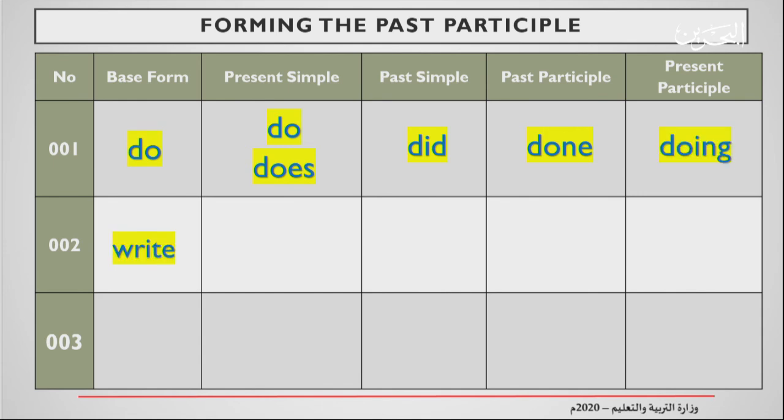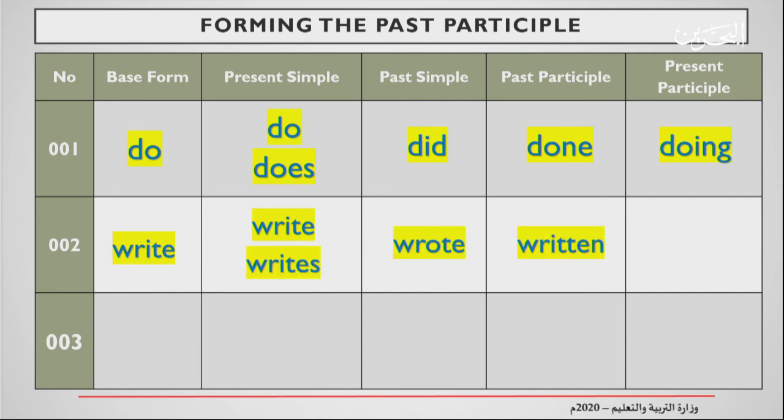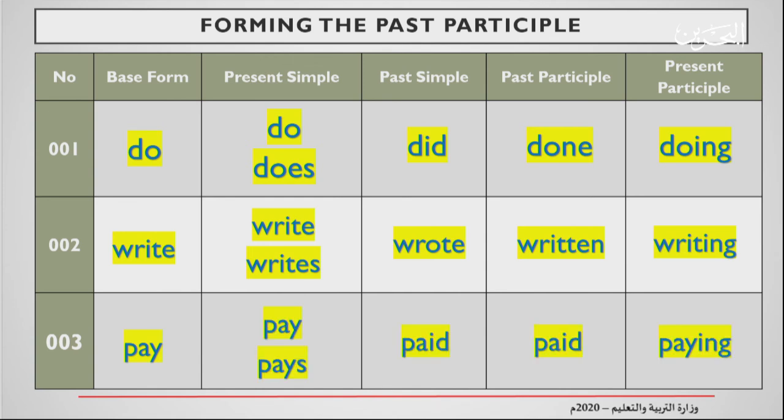Then, second example, write. Write, writes, wrote, written, writing. Pay, pay, pays, paid, paid, paying. Now, we are going to focus on the past participle. You will have a list. You have to remember it to transform every single irregular verb into a passive voice.